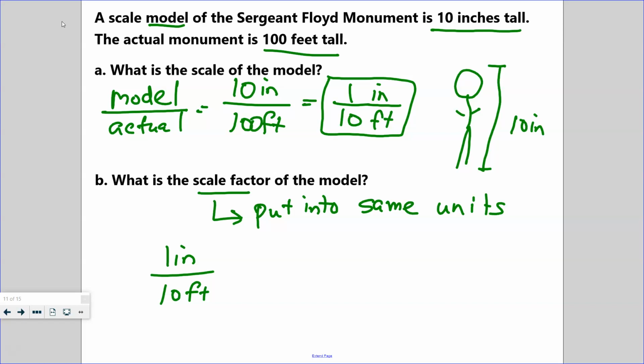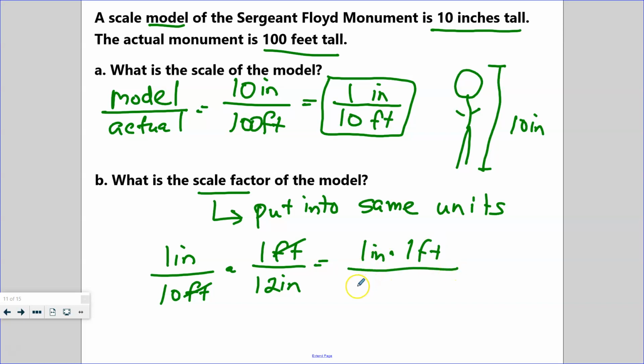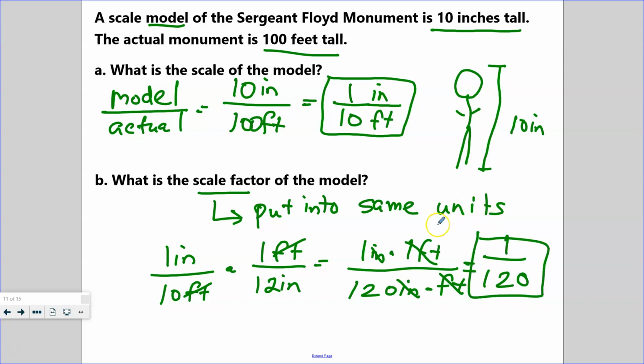We're actually going to multiply this, right? Because we say that 1 foot equals 12 inches, and we want our feet to cancel out. And so what you'd have is 1 inch times 1 foot over 120 inches times feet, okay? And we see that inches cross out, and we end up with a scale factor of 1 to 120.